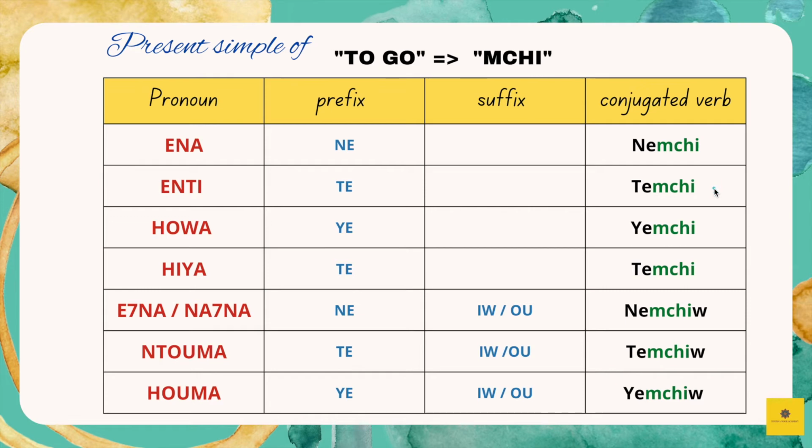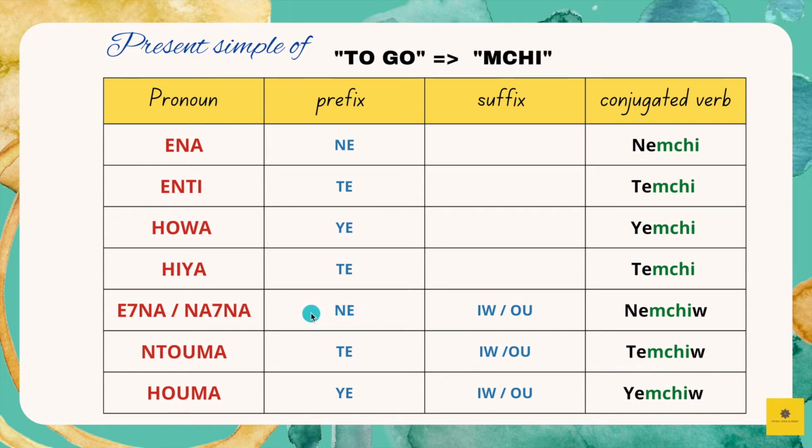For you, أنتِ تمشي. هو, we're going to use ي plus مشي: هو يمشي. هي, she, so we use ت plus مشي: هي تمشي. Then إحنا, because we are in the plural, we'll use the prefix and the suffix.